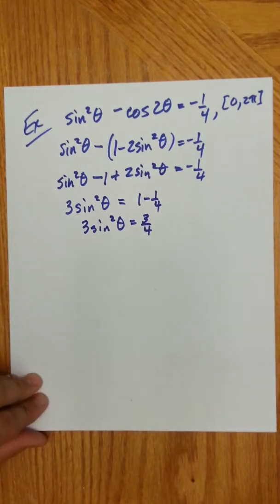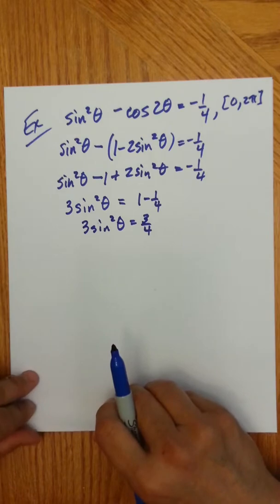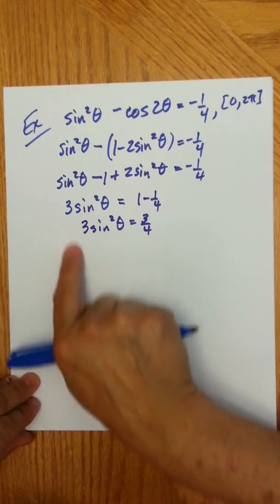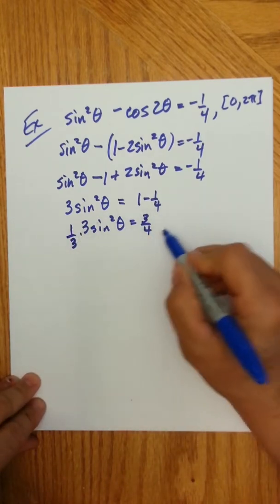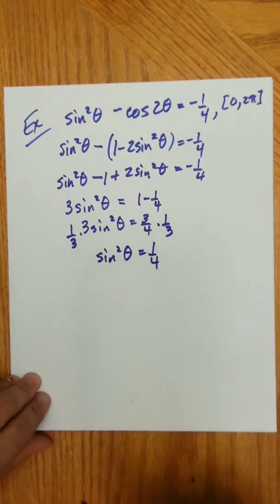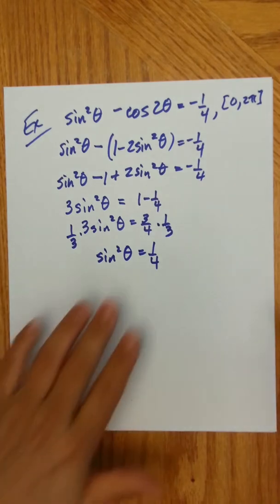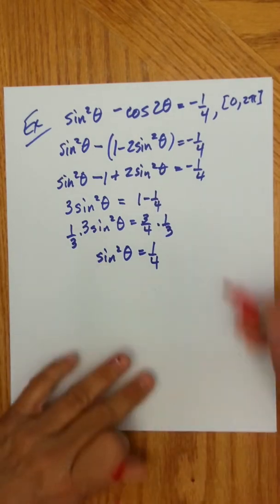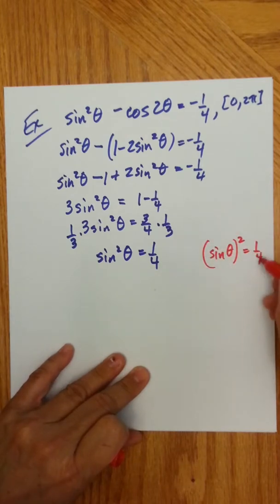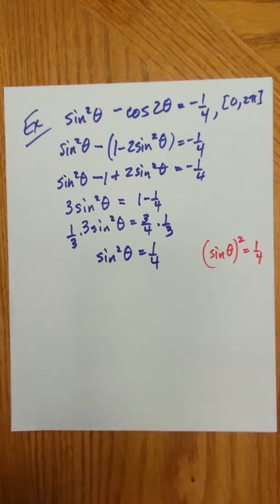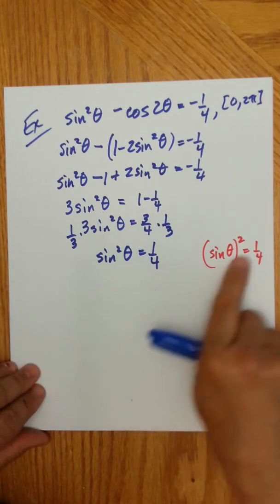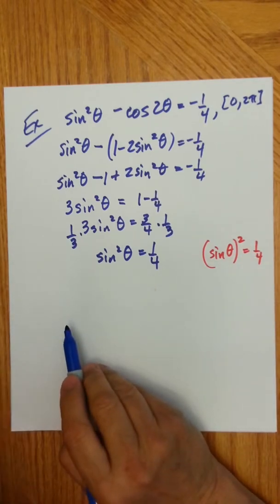At this point I want to solve for just the sine squared, so I'm going to multiply by 1/3, or divide by 3, however you want to look at it. So sine squared theta is equal to 1/4. Now I've isolated the trig function, because sine squared theta is really the same thing as sine of theta squared equals 1/4. Whether I write it this way or this way, it's the same thing. Essentially I'm trying to isolate theta eventually, but I have a square that I have to undo, so I'm going to take the square root of both sides.